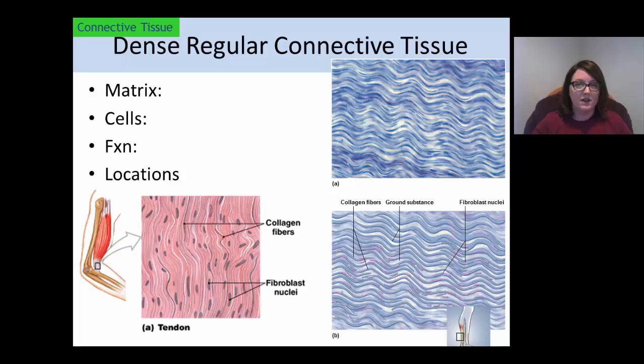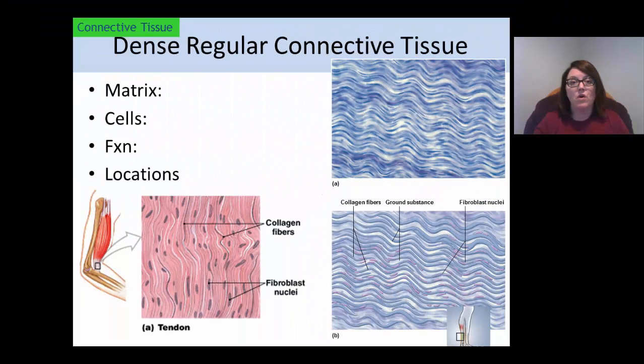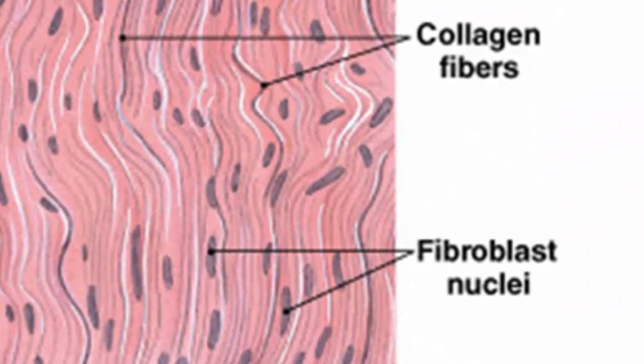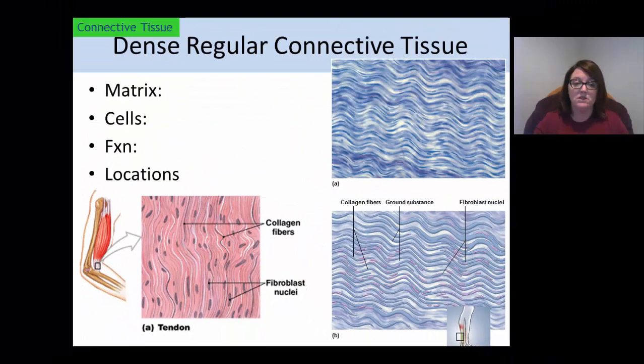And dense regular connective tissue is called dense because there's lots of collagen found in the matrix. And these collagen fibers are pressed really closely together in a very dense manner. Now the collagen fibers are also all going in the same direction in the dense regular connective tissue. So because the collagen fibers are all going in the same direction, it has a very regular appearance, and that's where the name comes from. Now the cells here are called fibroblasts again, and so the fibroblasts are going to be the cells that produce the collagen fibers in the tissue.